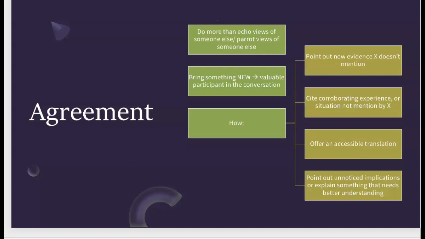You can cite some corroborating experience or a situation not mentioned by an author that her views help readers understand. Or if X's views are particularly challenging or esoteric, what you bring to the table could be an accessible translation, in other words, an explanation for your readers not already in the know. Your text can usefully contribute to the conversation simply by pointing out unnoticed implications or explaining something that needs to be better understood. Whatever mode of agreement you choose, the important thing is to open up some difference or contrast between your position and the ones you're agreeing with, rather than simply parroting what it says. So agreement and disagreement, or disagreement and agreement, are things that you guys are intimately familiar with.